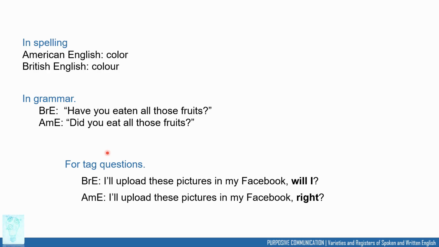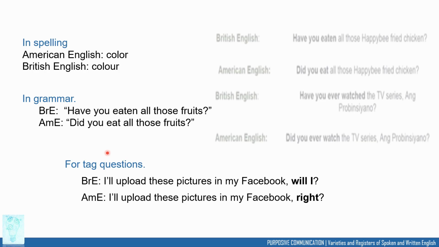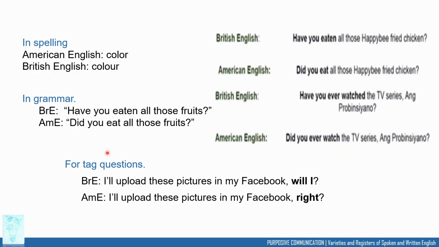This is another example. British English: "Have you eaten all those Happy Bee fried chicken?" American English: "Did you eat all those Happy Bee fried chicken?" British English: "Have you ever watched the TV series Provincia?" American: "Did you ever watch the TV series Provincia?" So that's one of the common examples of their differences, but you can understand it's just the same, right?